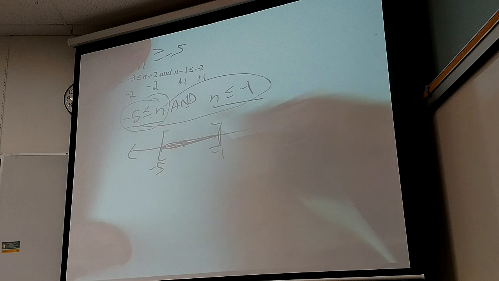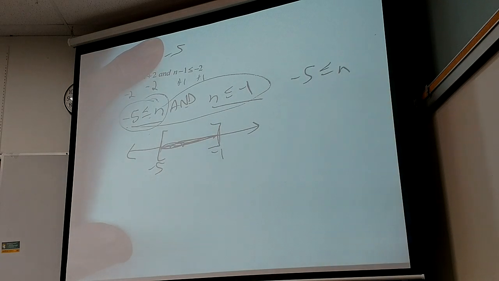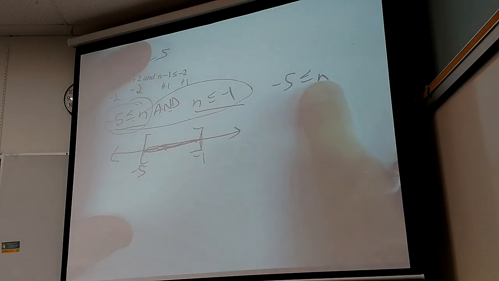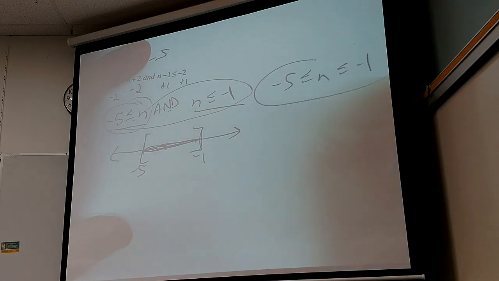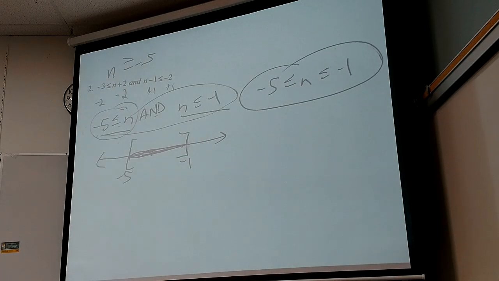A better way to write these two is to join them together. Negative 5 has to be less than or equal to n. But what's got to be true about n? n has to be less than or equal to negative 1. So this is a much better way to write those "and" statements.